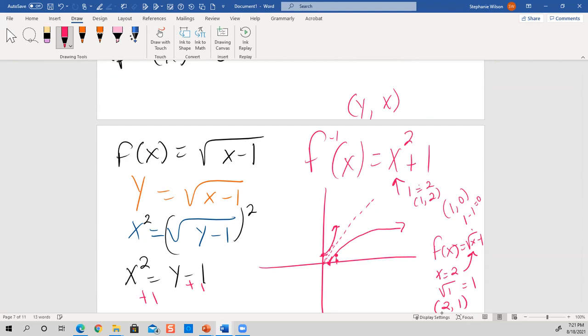My drawing's not great. But definitely review this section and email me with any questions you have. I'm going to stop the recording.